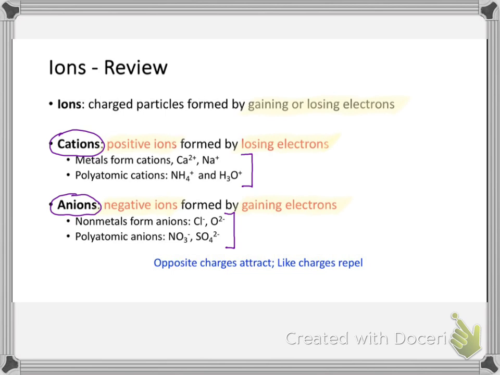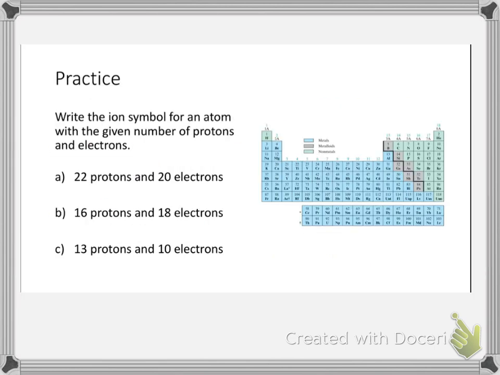Now what I want you to practice is on this slide, and I have a periodic table that's kind of small on the slide, so if you have a periodic table that you can use, it might be easier. But what I want you to do is write the symbol for the ion represented by these examples. And I'm going to do the first one for you. Then you can pause the video, try to answer B and C, and then when you unpause the video, I will have the answers for you. So let's do letter A together.